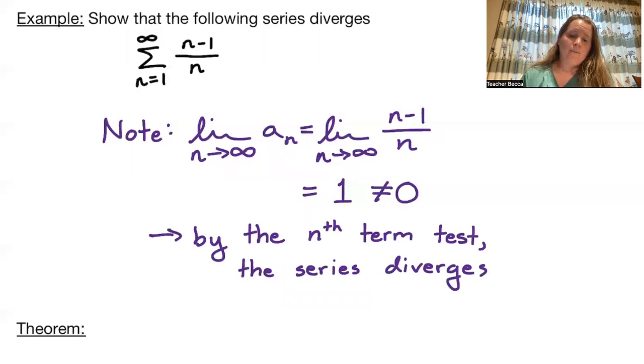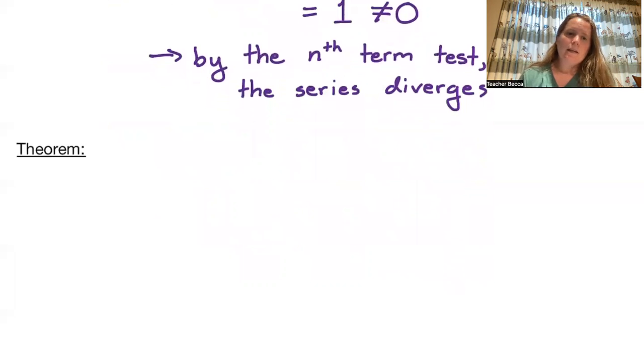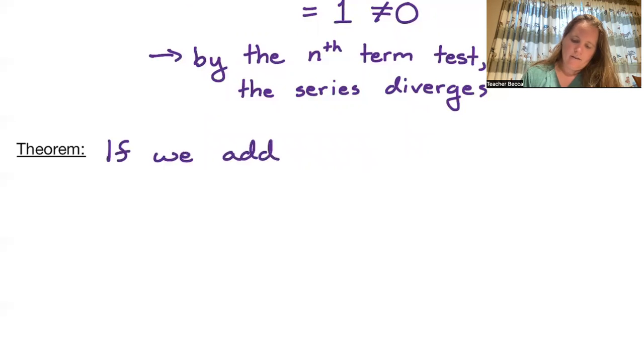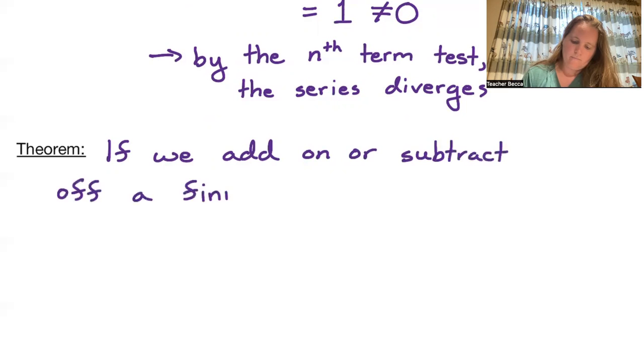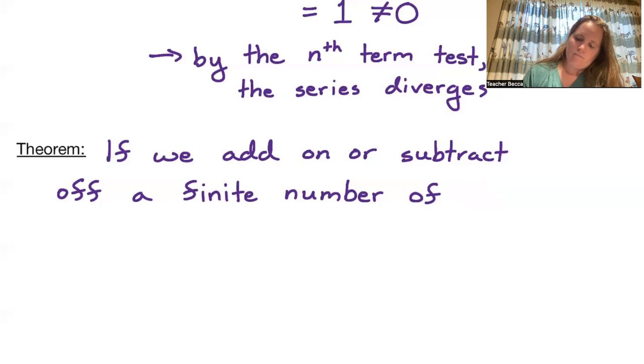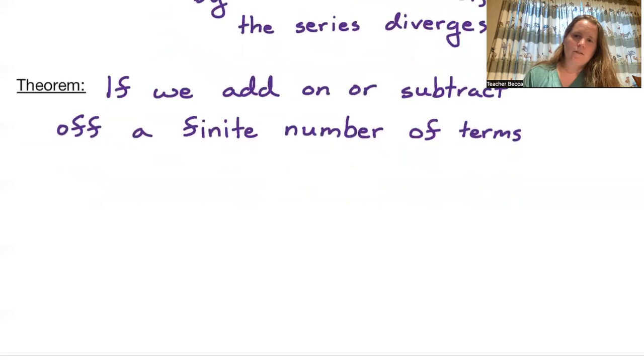Next up, we have another theorem, which simply states that if we happen to add on additional terms or subtract off additional terms, so if we add on or subtract off a finite number of terms to a series, it does not change whether the series converges or diverges.